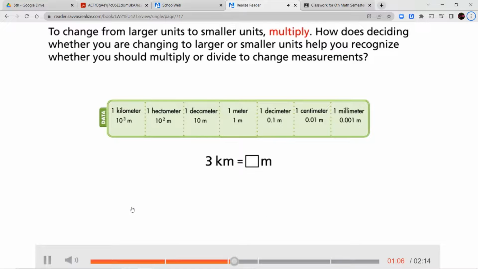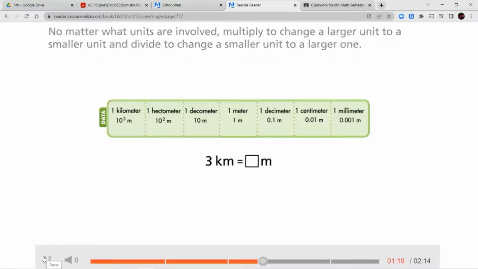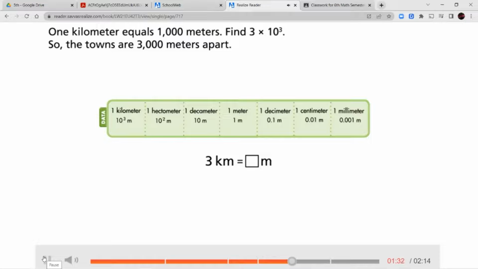To change from larger units to smaller units, multiply. How does deciding whether you are changing to larger or smaller units help you recognize whether you should multiply or divide to change measurements? No matter what units are involved, multiply to change a larger unit to a smaller unit, and divide to change a smaller unit to a larger one. 1 kilometer equals 1,000 meters. Find 3 times 10 to the third power. So the towns are 3,000 meters apart.